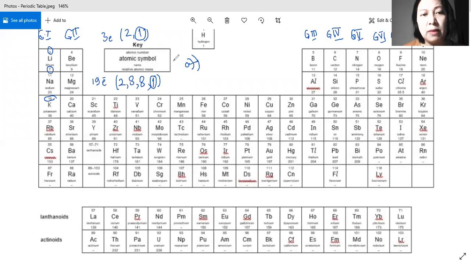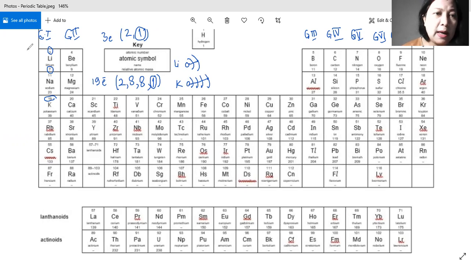That's for the lithium case. But then for the case of potassium, potassium has four shells away to show the distance of the nuclei to the outermost electrons. So we can say that the atomic radii of the potassium is bigger than the atomic radii of the lithium.